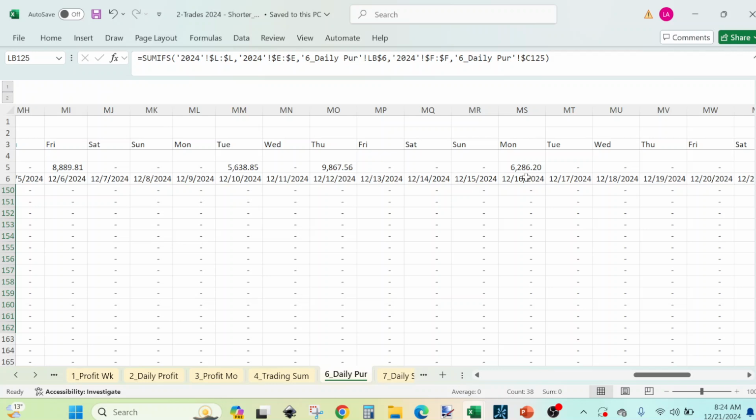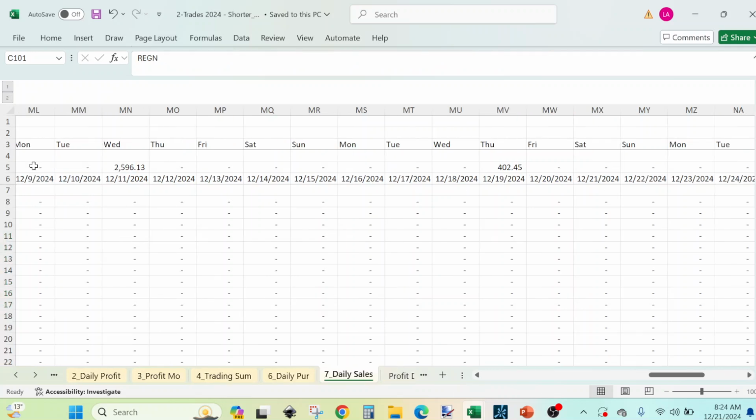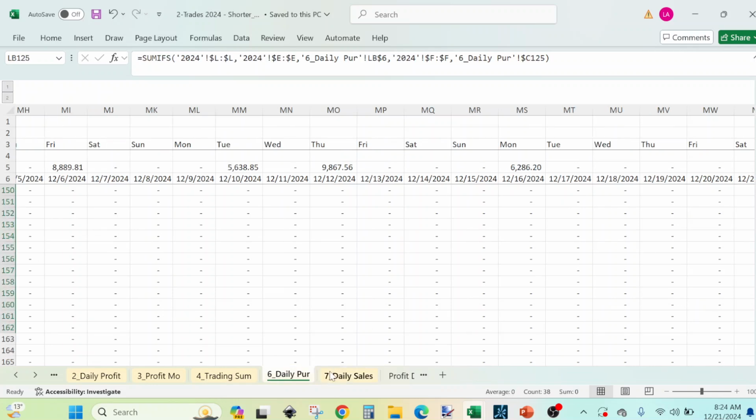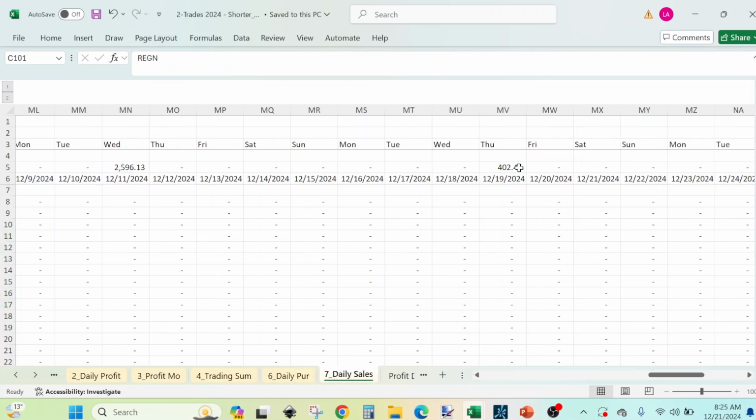So sales, excuse me, we will go to December as well, and Monday. Okay, hold on, 12, okay, 9. That makes sense. So here we sold on the 11th in week 50, and we sold on the 19th in week 51.